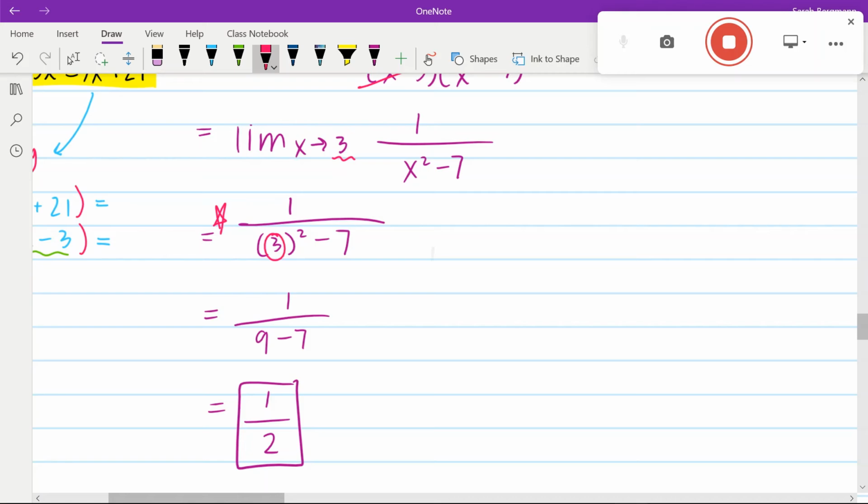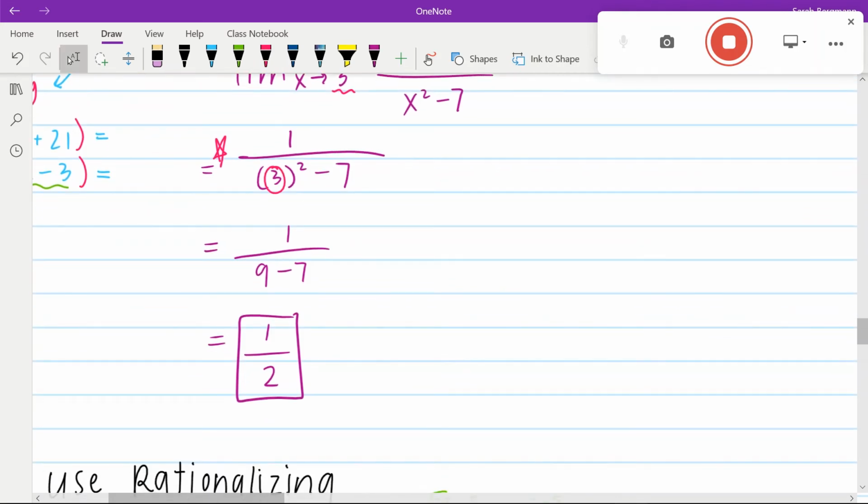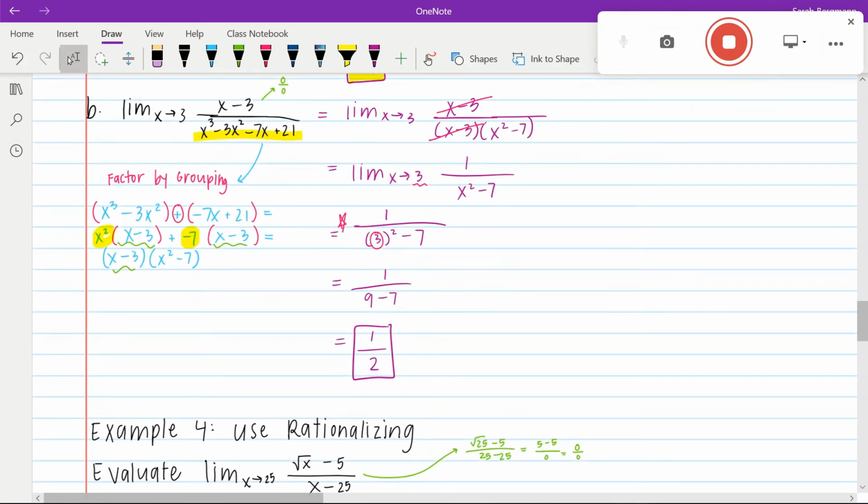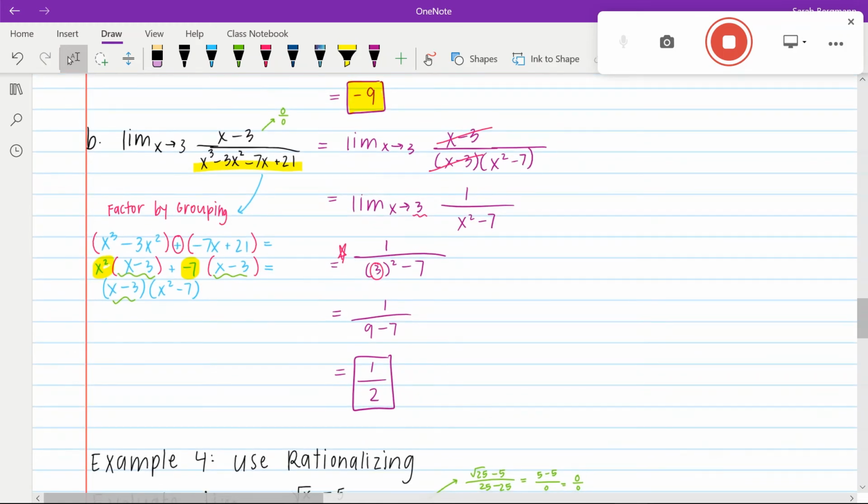Now I just have to simplify. 3 squared is 9, 9 minus 7 is 2, so the limit as x is approaching 3 is 1/2 for this function. And you can double check this on your graph. You want to look where x is approaching 3 and double check that y is approaching 1/2. So for all of these, make sure you check it graphically and or numerically, which means on your table.